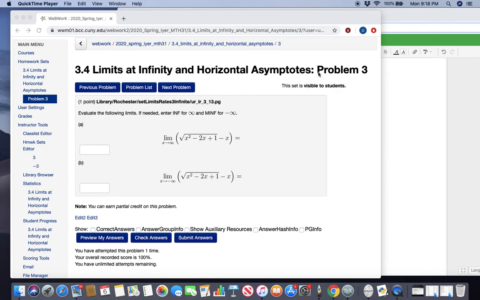Back. This is problem 3 of section 3.4. You want to evaluate the following limits. Enter INF for infinity, MINF for negative infinity. The limit as x approaches infinity of the square root of x squared minus 2x plus 1, minus x. And the limit as x approaches negative infinity of the square root of x squared minus 2x plus 1, minus x.